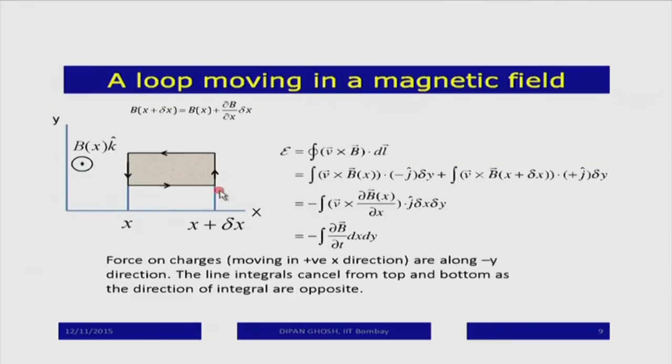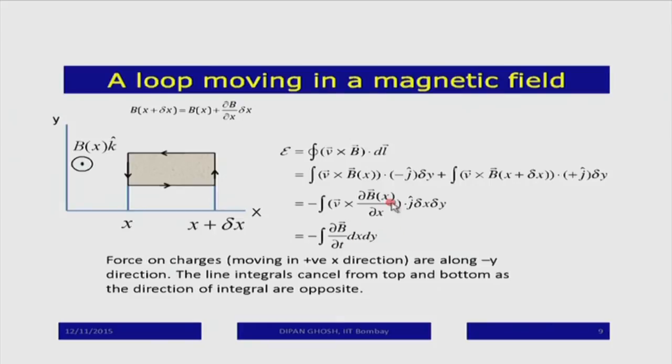But the direction is now plus J, so dotted with plus J delta y. So, you add it up. When you add it up, what you get is V cross delta B, dou B by dou x dot J delta x delta y. You see, there is a delta x there, because I have subtracted this from this.